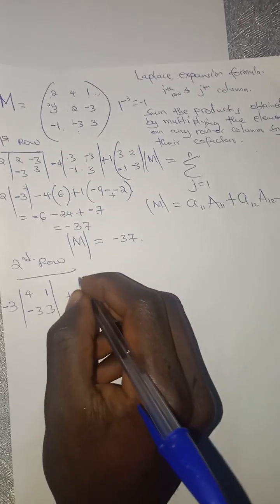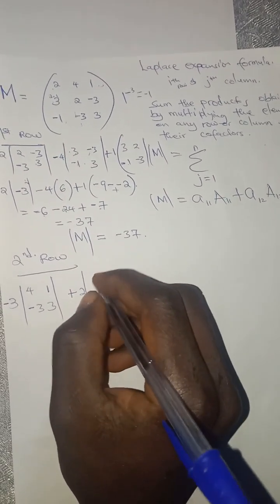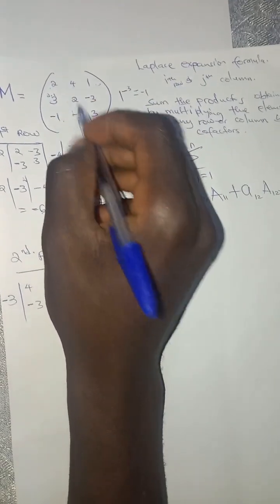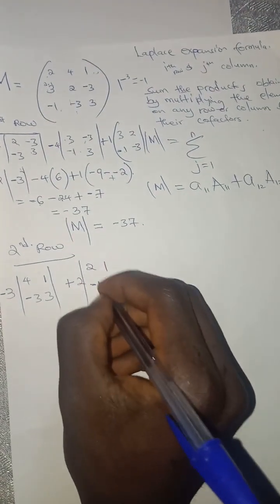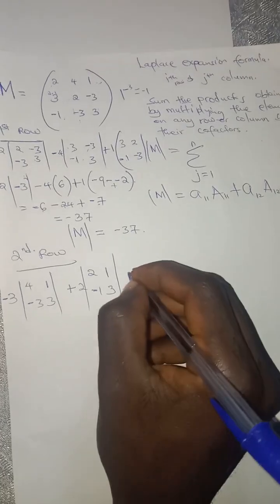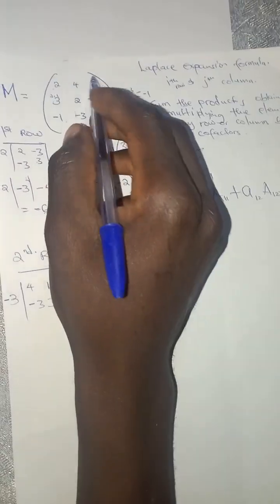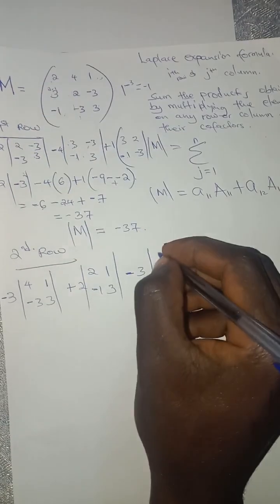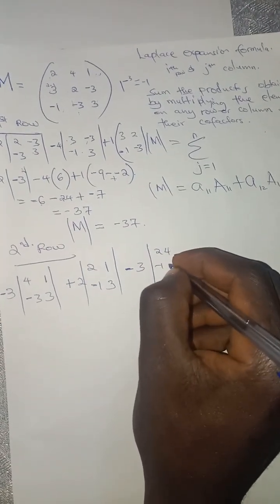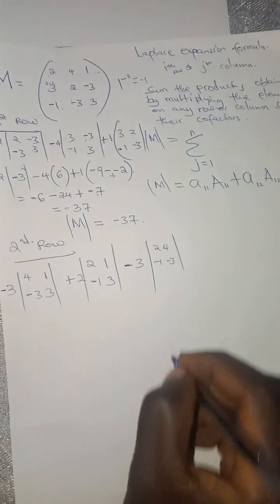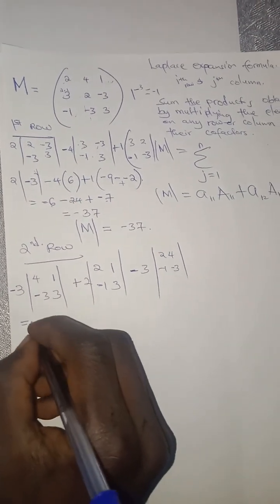Plus, then we'll have our 2, where the elements in its row and column will not appear. Then we'll have 2, 1, negative 1, and 3. Then minus negative 3 into these elements, and this one will disappear. Then we'll have 4, 2, and 4, negative 1 and negative 3. Again, this is negative 3.